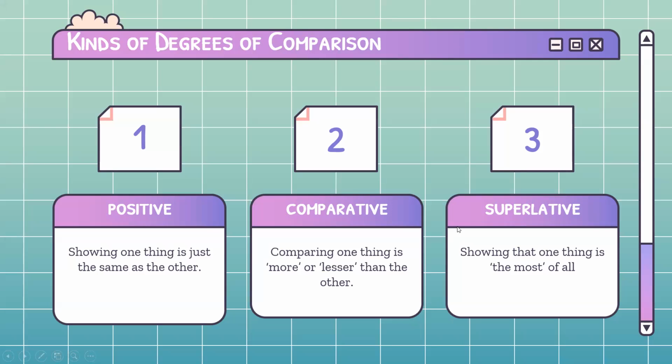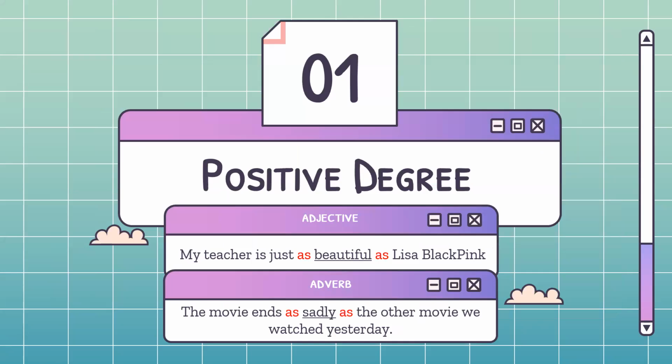The second one is comparative degree, which means comparing one thing as more or less than the other one. It could be like the lipstick I just showed you. The white one is taller than the black one, or less, the black one is shorter than the white one. And superlative degree means showing that one thing is the most of all. Yeah, superlative, the most.